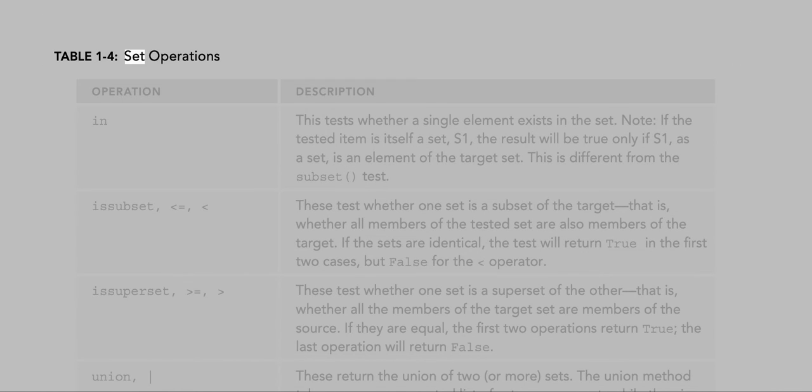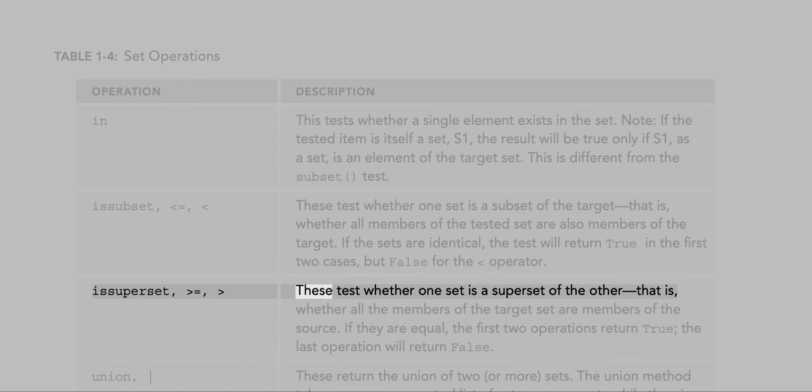Table 1-4, set operations. Operation, description. in: tests whether a single element exists in the set. Note, if the tested item is itself a set, s1, the result will be true only if s1, as a set, is an element of the target set. This is different from the subset test. issubset, <=, <: these test whether one set is a subset of the target, that is, whether all members of the tested set are also members of the target. If the sets are identical, the test will return true in the first two cases, but false for the < operator.